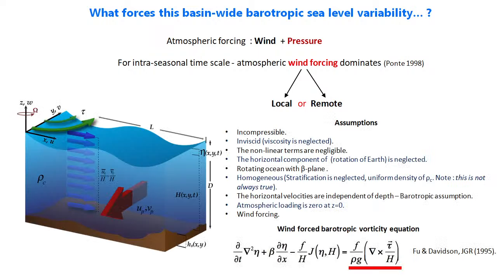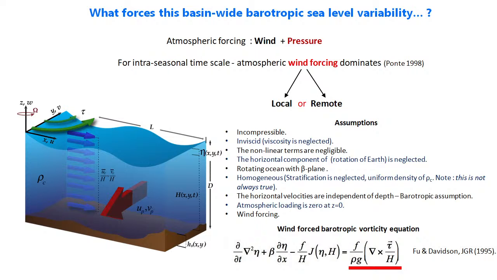Incorporating assumptions like incompressible, inviscid, linear, homogeneous, with no atmospheric loading, we can write the wind-forced barotropic vorticity equation as this equation. Here eta represents the barotropic sea level, the left hand side is the effect and the right hand side is the forcing term, and tau represents the wind. So curl of tau by h is the forcing for barotropic sea level variability.